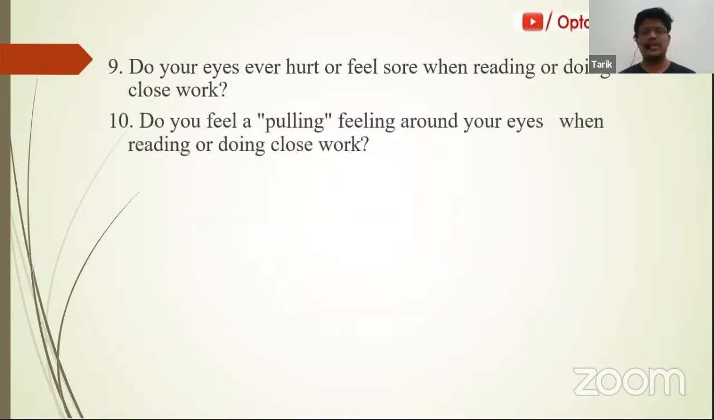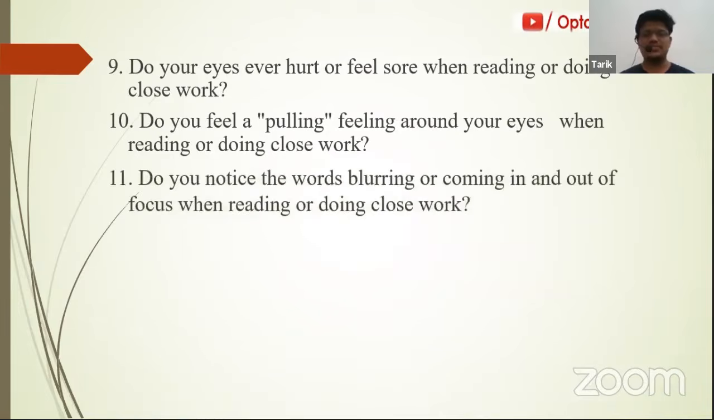Next is, do you feel a pulling effect, or rather a feeling around your eyes while doing close work? We all know that when we excessively use our accommodative muscle, that is the ciliary band, it will exert a pull around your eye, and many times the patient says that there is heaviness around my eyes. Next is, do you feel or notice words blurring or coming in or out? When we say the term in or out, that is basically because of your excessive use of accommodation.